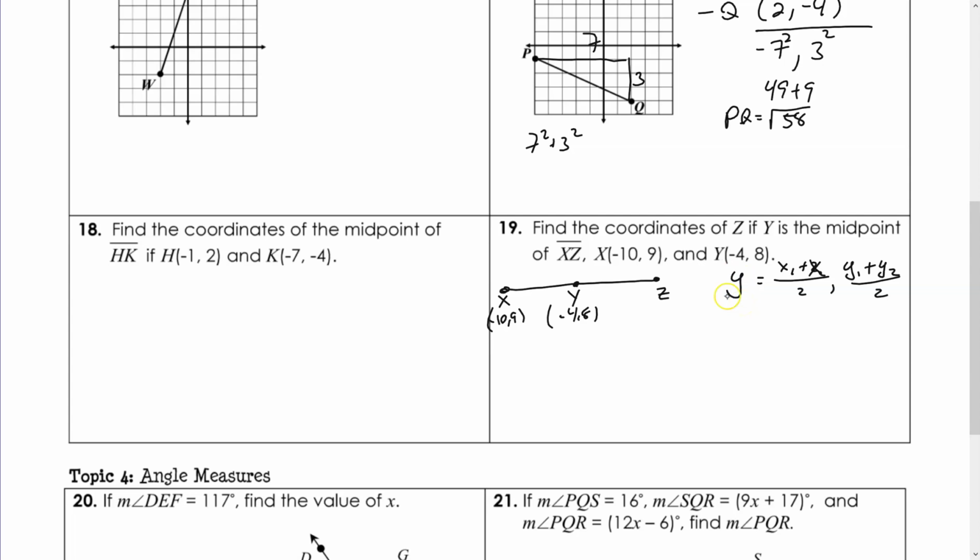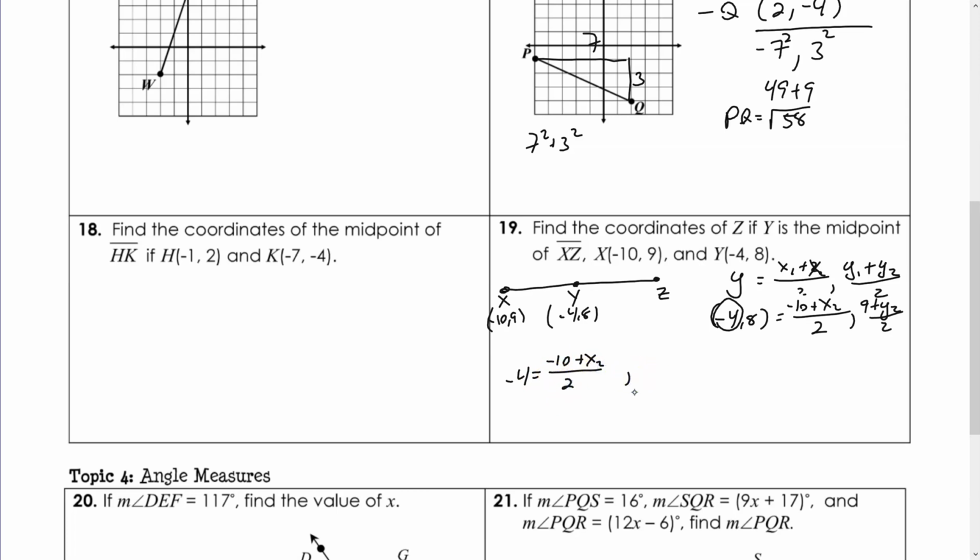So if we fill in our information, we have negative 4, 8 equals our x1, which is negative 10, plus our x2, which we don't know, divided by 2, comma, 9 plus y2 divided by 2. If we break this up, this is the x coordinate for the midpoint. So technically, negative 4 equals negative 10 plus x2 divided by 2.